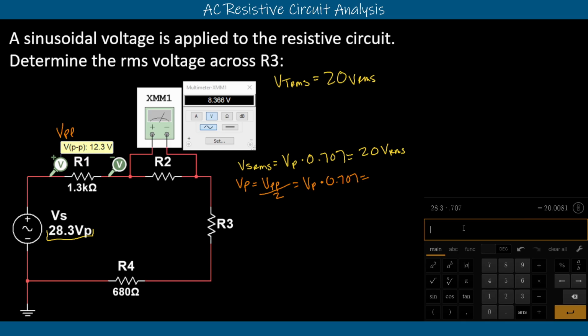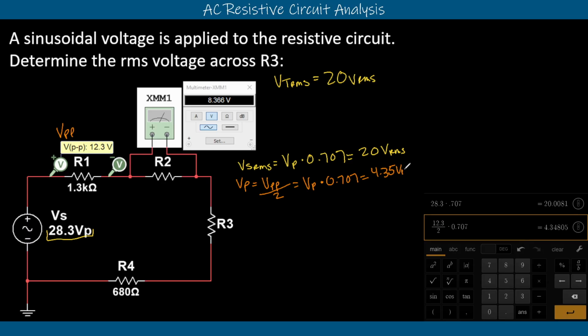We'll say that we have a peak to peak of 12.3. We'll divide that by 2. That's our peak voltage. And then after that, we'll multiply that by 0.707. That gives us 4.34 voltage drop. 4.34, round that up, 4.35.